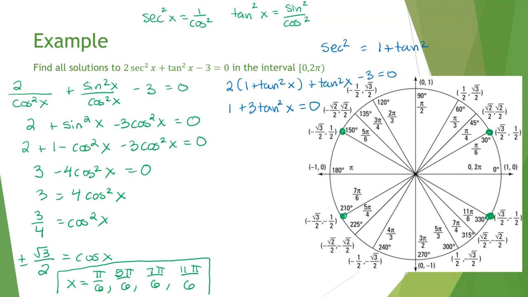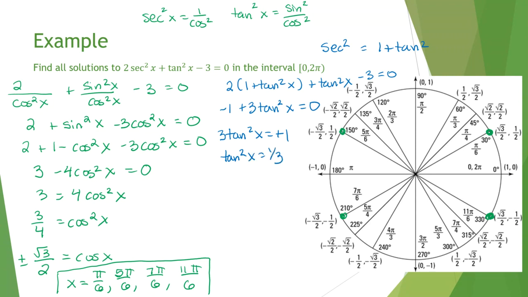So now we can solve. Let's say I subtract 1 from both sides. I get tangent squared x equals negative 1. Oh, wait a minute. 2 minus 3 is a negative 1, so I should add 1 to both sides. So that gives me a positive 1. And I've lost my 3 there. Divide both sides by 3, so we get tangent squared x equals 1/3.